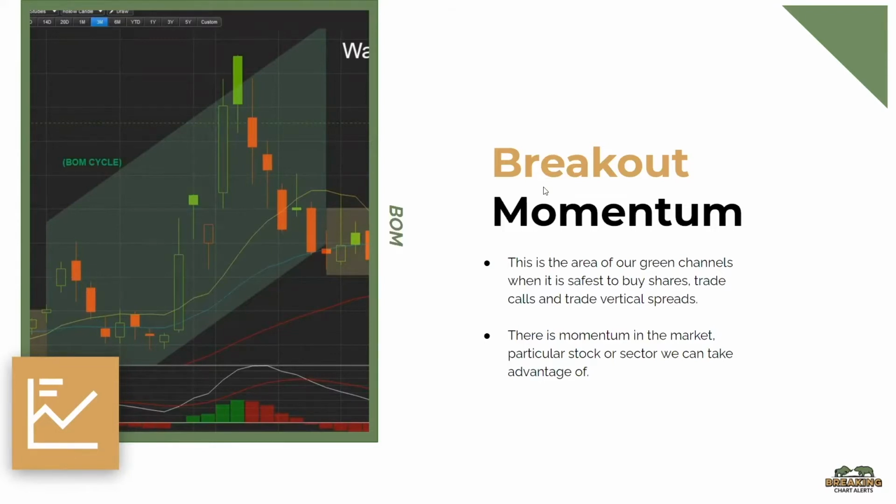So in breakout momentum, there's momentum in the market, there's momentum in a particular stock or a sector that we could take advantage of. So when you see that we're in that green cycle here, here's the 10/20 cross. You can see it in the background here. Once you see that 10/20 cross, you can see we're using the 20 as support here. But once you see that green channel, that's momentum that we're going higher. Okay. I want you guys to understand this as we go along.